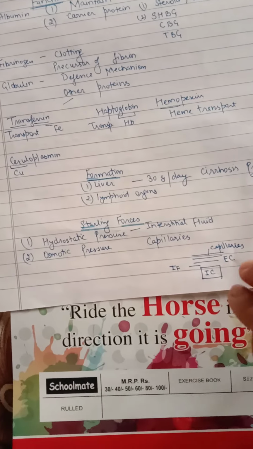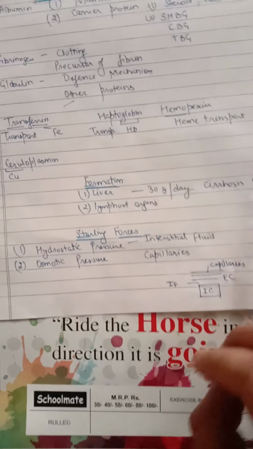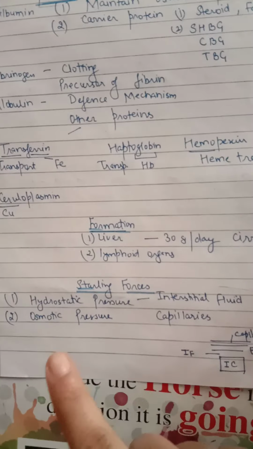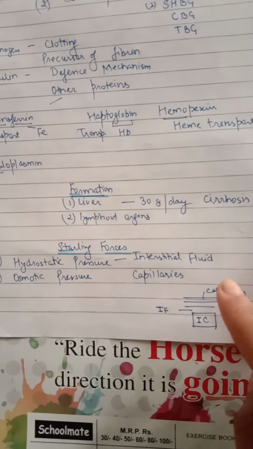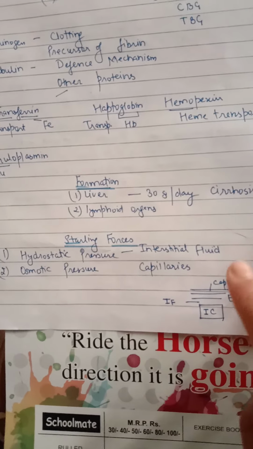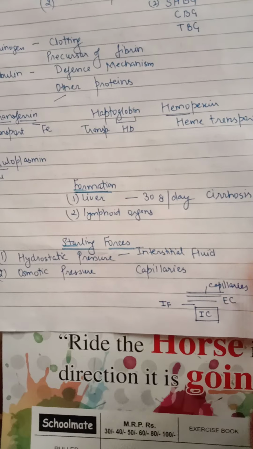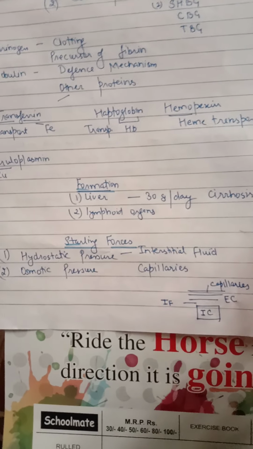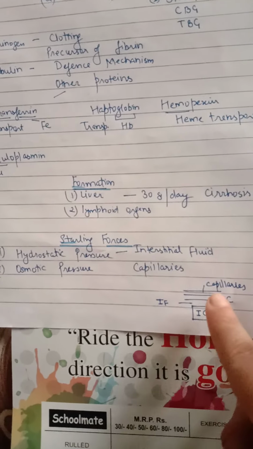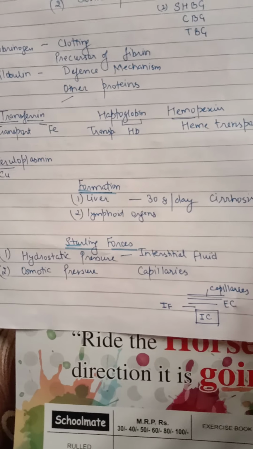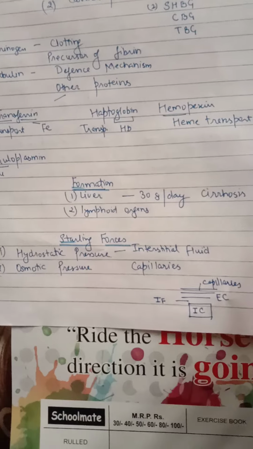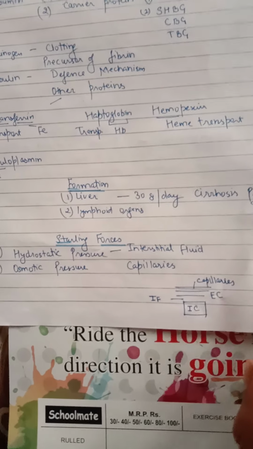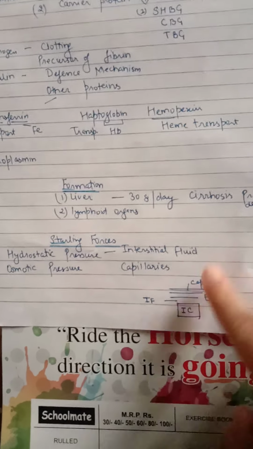Now, a further topic is there: Starling forces. These are hydrostatic pressure and osmotic pressure. There are two types of these forces. The hydrostatic pressure is applied by the interstitial fluid and also capillaries, same for the osmotic pressure. So what are these pressures? Imagine these are the capillaries. The pressure which helps to move the substances out from the capillaries is known as the hydrostatic pressure, and osmotic pressure helps to hold the substances in it.